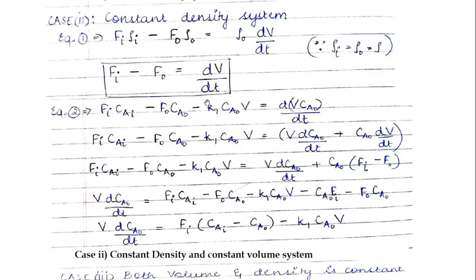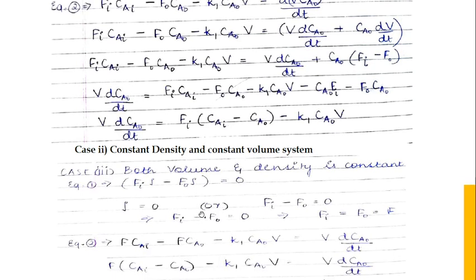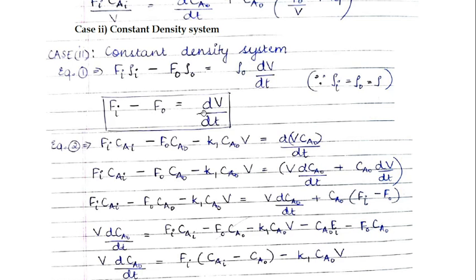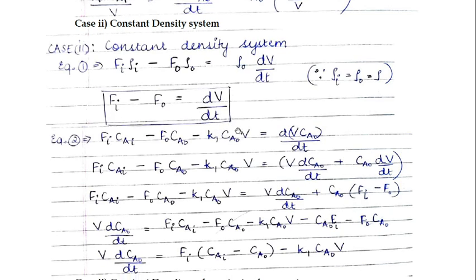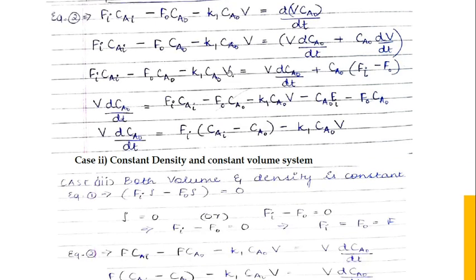Further, the volume is constant with respect to time, right? Constant volume system means with respect to time it remains the same, so dV by dt, the differential of a constant, is 0. So Fi is equal to F naught. In the previous case, for the constant density system, Fi minus F naught is equal to dV by dt. In addition to that you add one more condition, that is the constant volume system. In this case dV by dt, the derivative of a constant with respect to time, is 0. So Fi minus F naught will be equal to 0, or Fi will be equal to F naught, right?